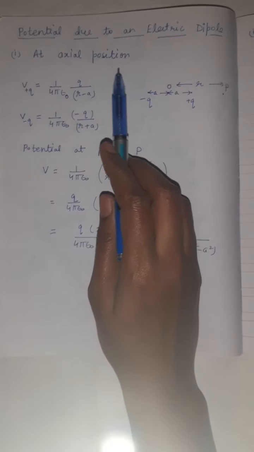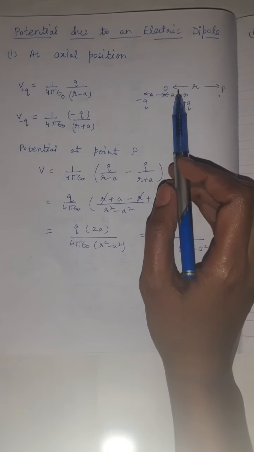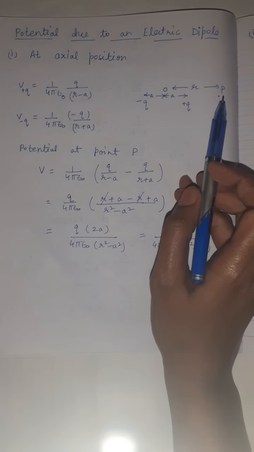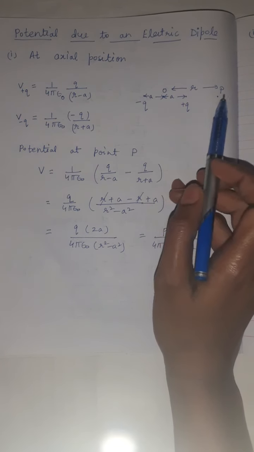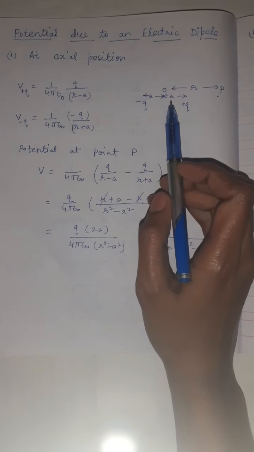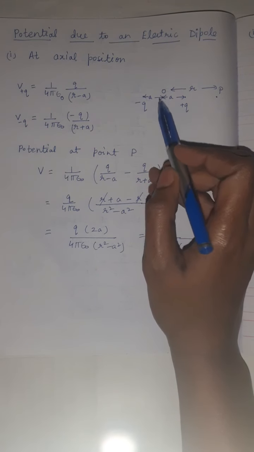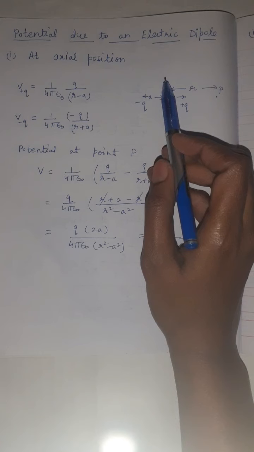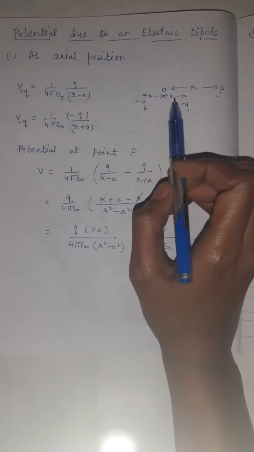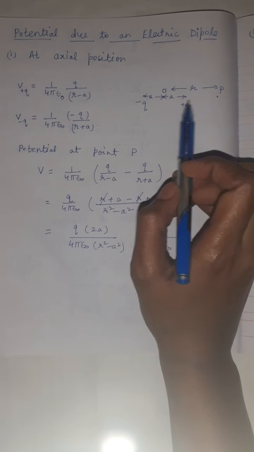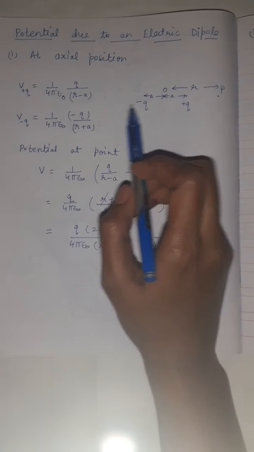So, for a dipole we will calculate the electric potential at three positions. First, we will calculate the electric potential at point P, which is on the axis of the dipole. In the second case, we will take this observation point perpendicular to this axis, means on the equatorial line. And third, we will take the observation point at a general point, means it will be neither on the axis nor on the equatorial line, but other than these two cases.